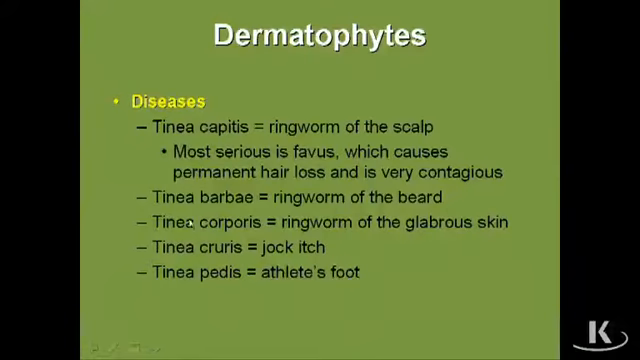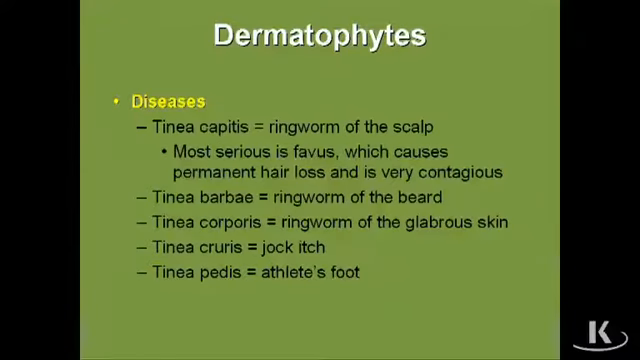Now, the diseases, again, all go by the taenias. Taenia, again, meaning worm-like, but keep in mind these are not worms. Ringworm of the scalp is called Taenia capitis. And the most serious, where you have a lot of inflammation and permanent hair loss, is Favus, which is from a domestic animal. So that's one where you've gotten it from contact with a domestic animal.